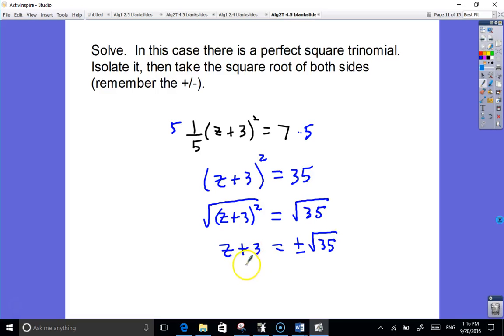Now when you do that, minus 3, this is the way it looks, right? You start with z equals, and then you say negative 3 plus or minus the square root of 35. The negative 3 goes in front of the plus or minus.